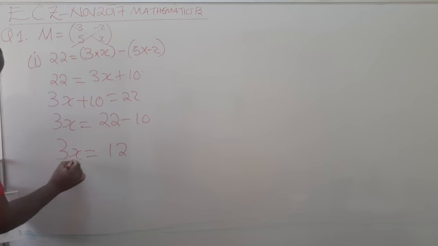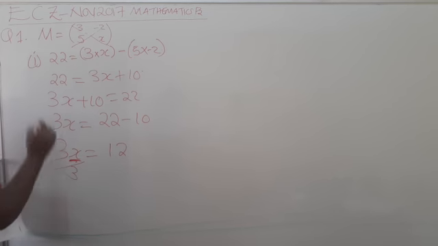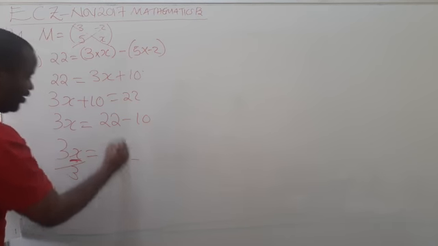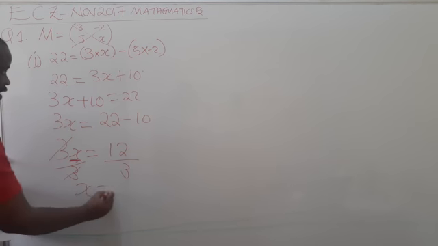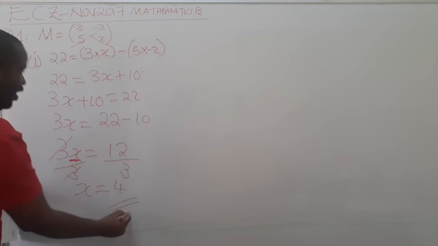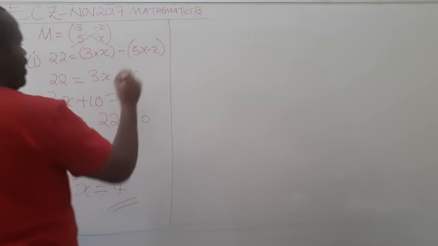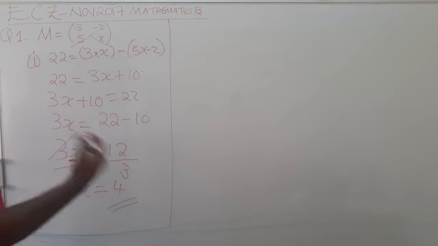But our interest is x. We want to get x, which means that 3 has to go. How? Because there's multiplication, we divide. Once you divide by 3 here, you divide by 3 on the other side so that you're able to balance the equation. So the 3 and the 3 cancel. Therefore, our x is equal to 12 over 3, and we get 4. And that is our answer. So we are saying x is equal to 4. It simply means that here where there is x, you need to note that it is 4.